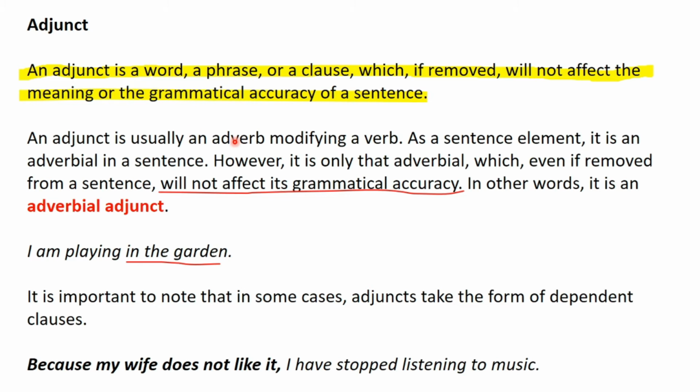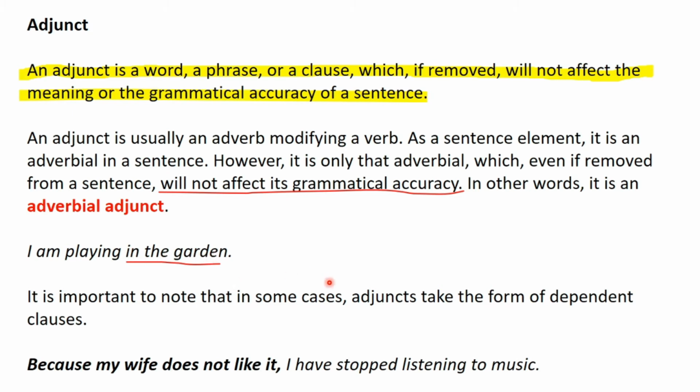It can be a prepositional phrase, or it can be a noun phrase as well that indicates manner, place or time, which means that it is an adverbial element of a sentence. Now look at this example. I am playing in the garden. Now in the garden is a prepositional phrase, which means it is the adverbial element of this sentence. But let's assume for a moment that we remove this from the sentence. I am playing. Subject and verb string, am playing. Now we have both the subject and the verb in this sentence, and this sentence will retain its grammatical accuracy if we remove this adjunct, in the garden.